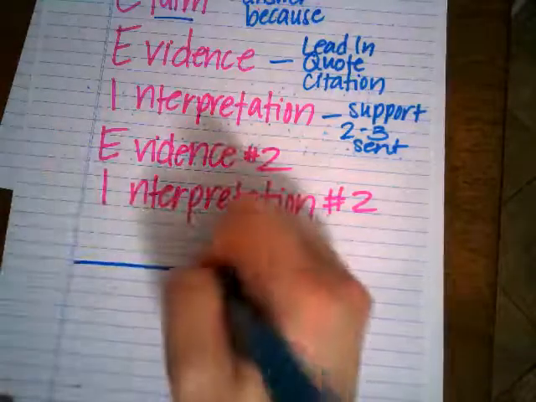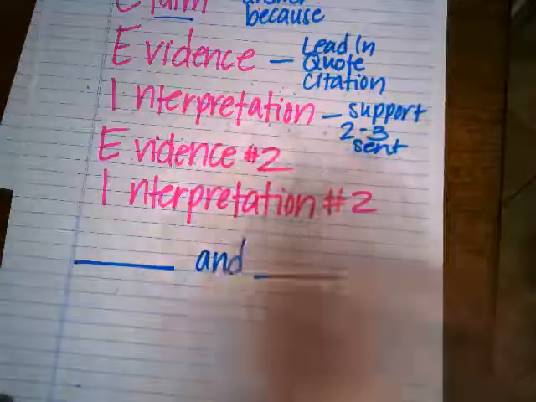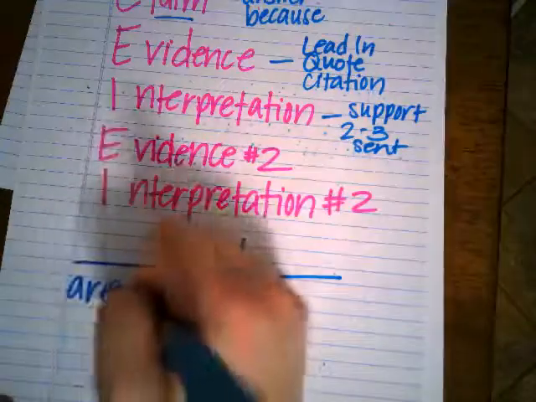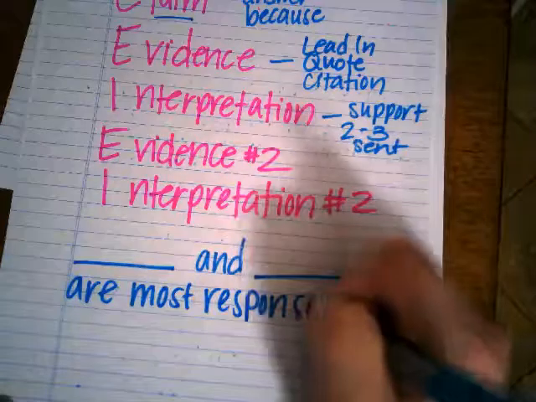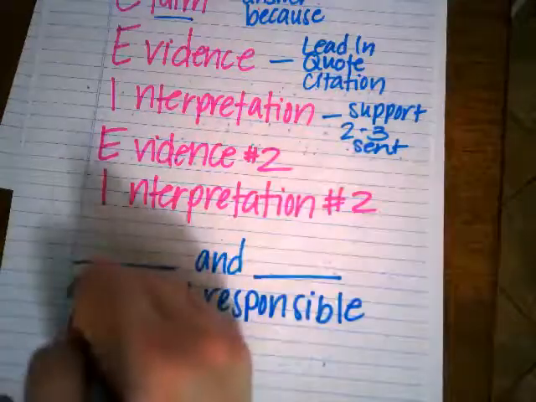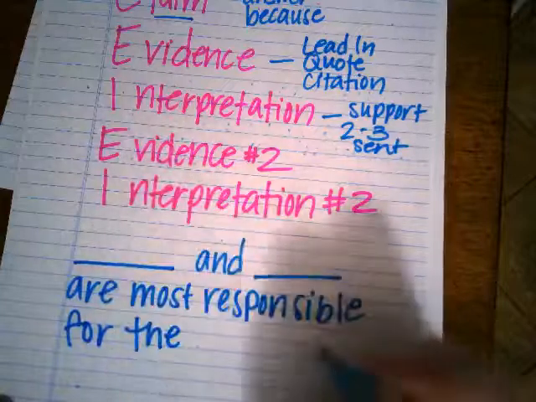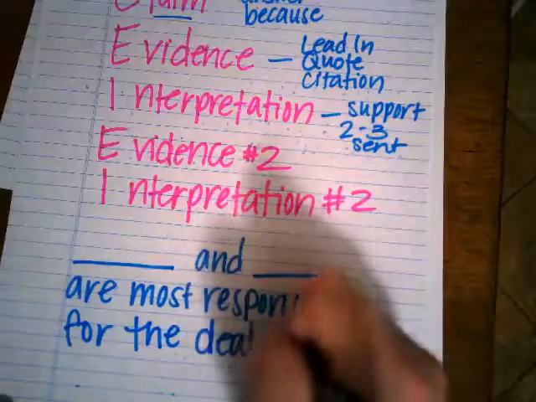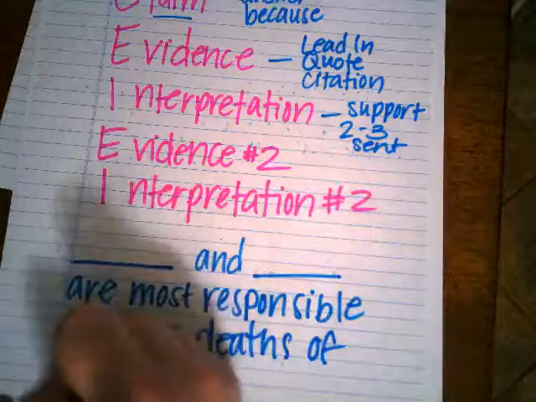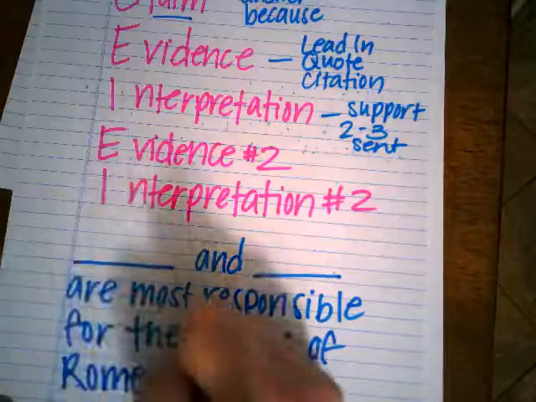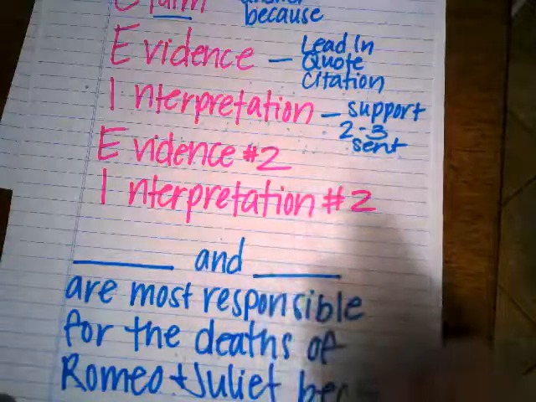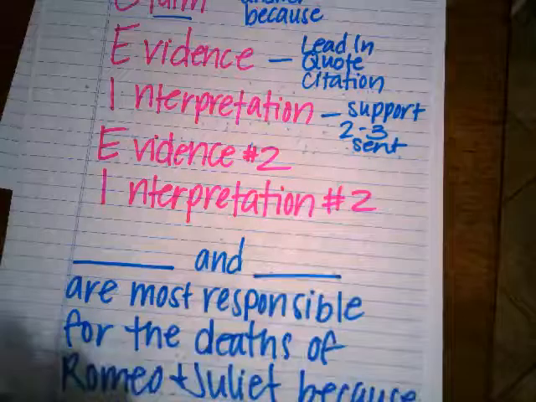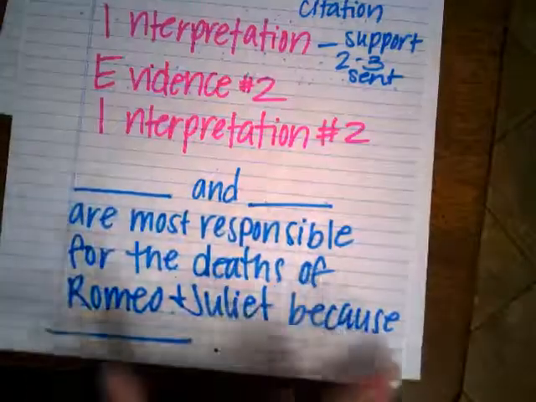It's going to be blank and blank are most responsible for the deaths of Romeo and Juliet because. So I would notice this right now because everybody's claim is going to look just like this.